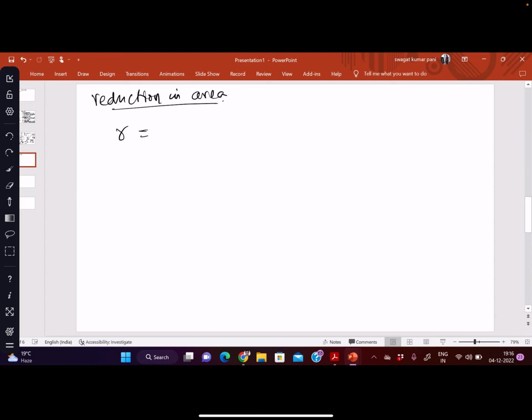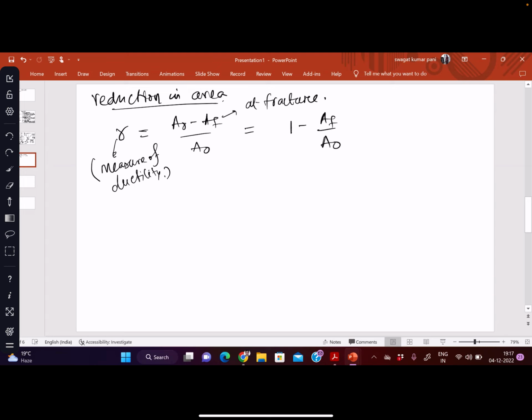So this reduction in area, what is this? It is (A0 minus AF) by A0. This AF is the cross section area at fracture. So this is basically a measure of ductility. We can write it as 1 minus AF by A0. Remember, this reduction in area R is 1 minus AF by A0.